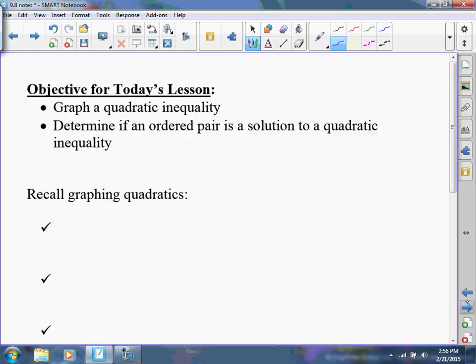And today we're going to keep practicing graphing quadratics, except now they're going to be inequalities. So we're going to add a couple more steps to it. And then we have to determine if an ordered pair is a solution of an inequality.